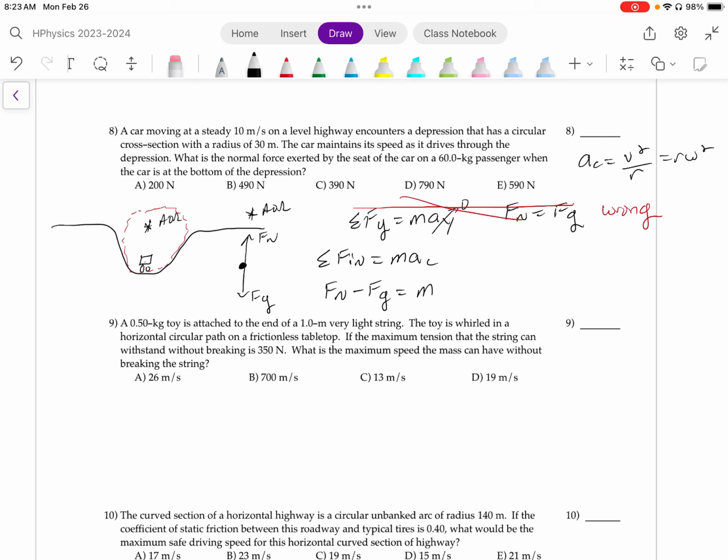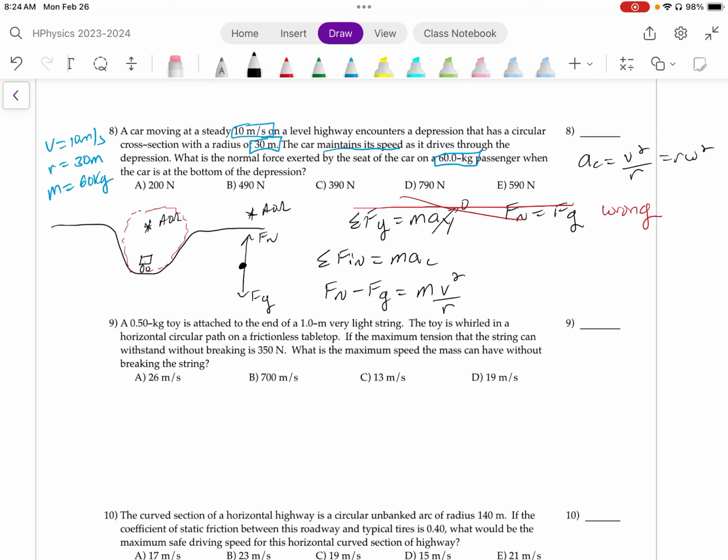Now let's write all the things that they gave me. We know the velocity is 10 meters per second. There's that number. And we know that it was constant because they said, where did they say that? Maintains its speed. We were given the radius, so we know the radius is 30 meters. And we were given the mass of the person, so we know the mass of the person is 60 kilograms. So I'm going to use v squared over r as my definition of centripetal acceleration because I was given linear speed. So let's use that one.